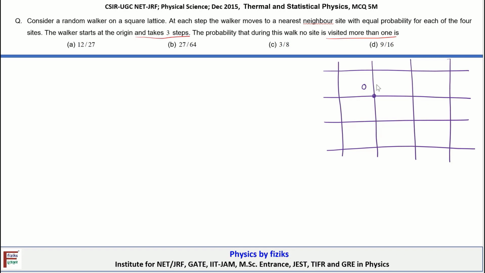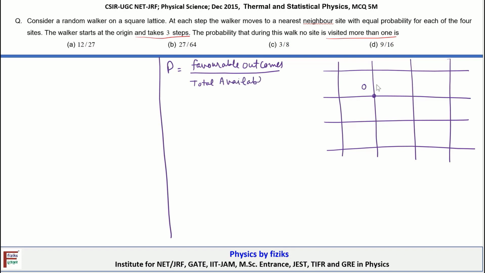Before continuing further, as we know, the probability P is defined as favorable outcomes divided by total available outcomes.